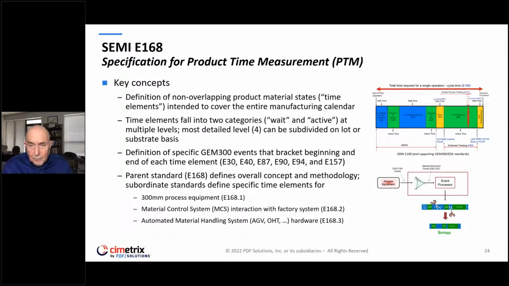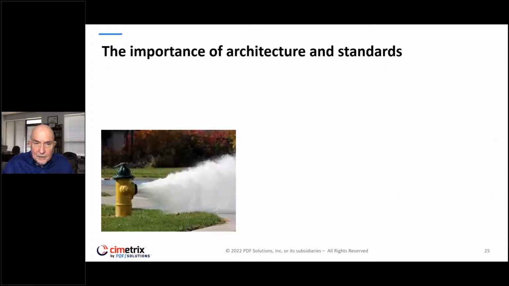Again, E168, this is the product time measurement. It divides the calendar up into active and waiting time elements and standardizes the triggers of beginning and ending of those different types. Putting a real-time event processor on that family of events allows you to generate those time elements in real time and then go look for unnecessary wait states or even active states that could be shortened. So this is the product time management standard that supports streaming data applications.